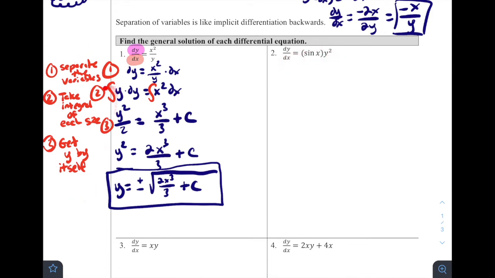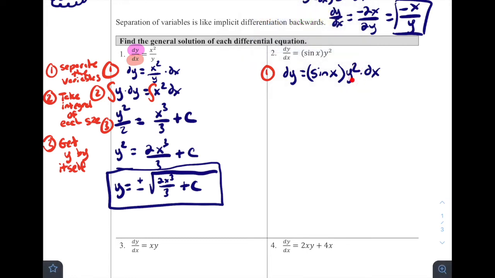Similar to our process over here, the first thing that I want to do, I'll put a 1 for showing where the step is: I want to get the variables of the same type on each side. First, I'm going to multiply by dx on both sides. So that's going to give me here that dy is equal to sine of x times y squared times dx. So we move that dx to the right side.